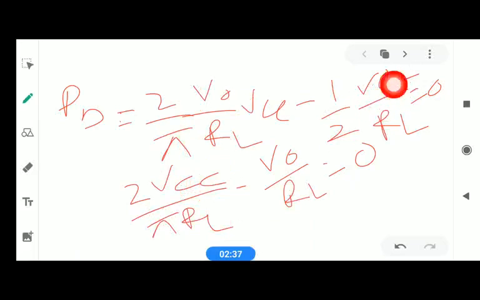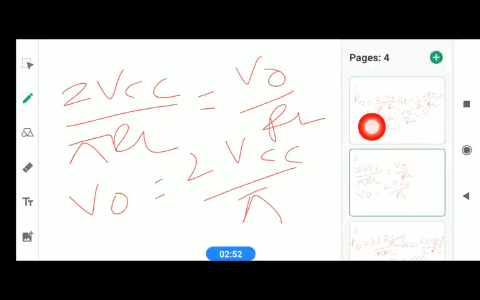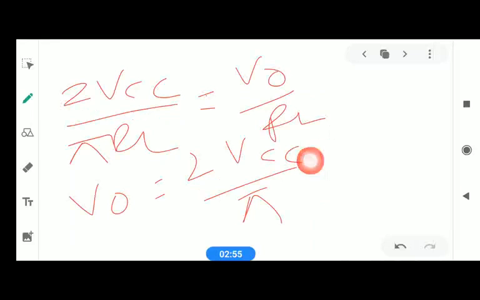Since it is V0 square, 2 into V0, the 2 gets cancelled. So you will get V0 by RL in this term after differentiating, which we equate to 0. Then we get the value for V0 here. Take V0 to this side, which gives 2 VCC by pi RL equal to V0 by RL. Hence V0 is equal to 2 VCC by pi, right?